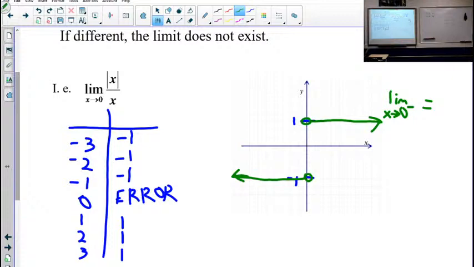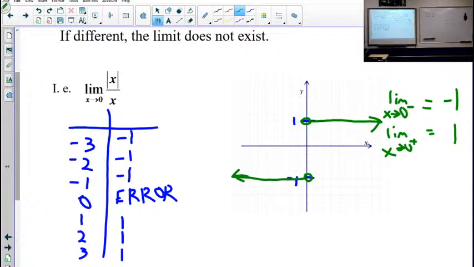From the left side, I'm attacking it from the left. What y value? It's -1. And the limit as x approaches 0 from the right, over on the right-hand side, +1. These don't match. If I'm asking what y value we're getting closer to, well, it depends on the direction I'm coming at x from. That's a problem.